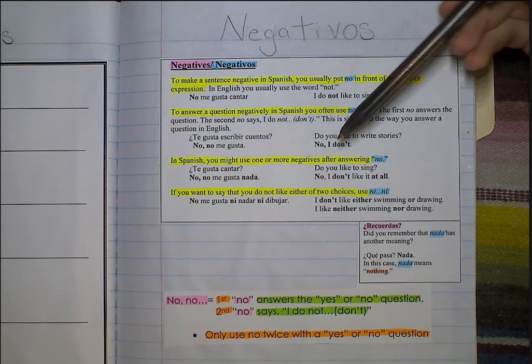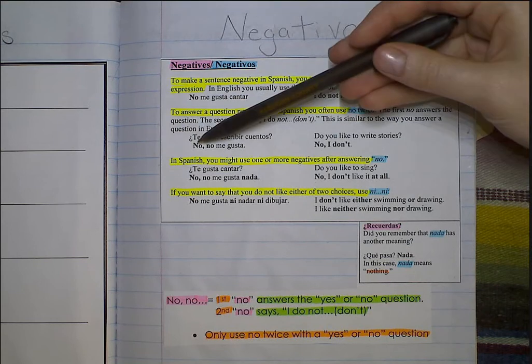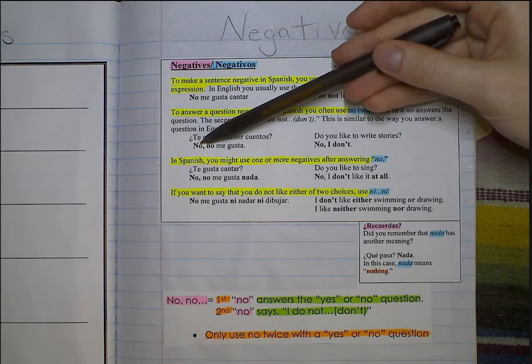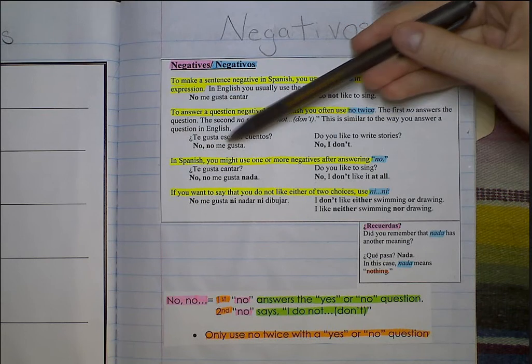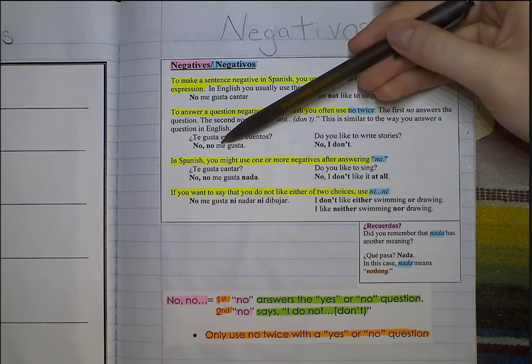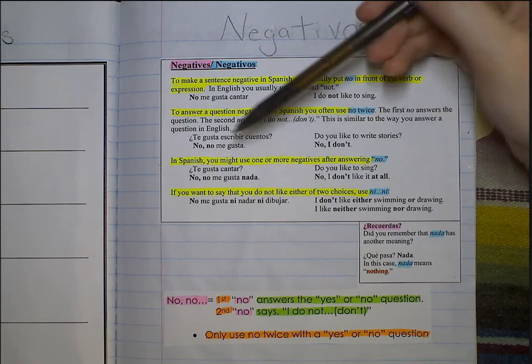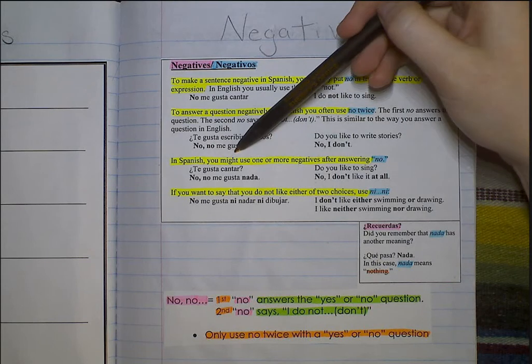But in Spanish, whenever someone asks you a yes or no question and the answer is going to be a negative one, you are first going to say no to answer the yes or no question, and then no me gusta, or the second no, is saying I don't. So no, I do not like that. Okay, so the word order is a little different. I do not like that.